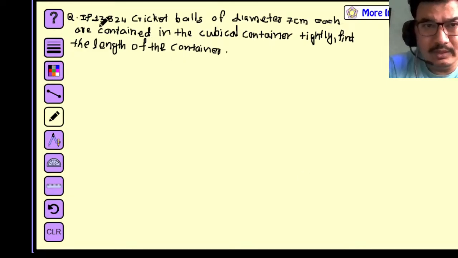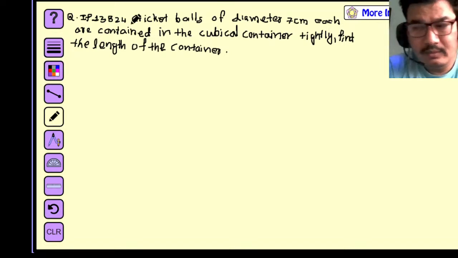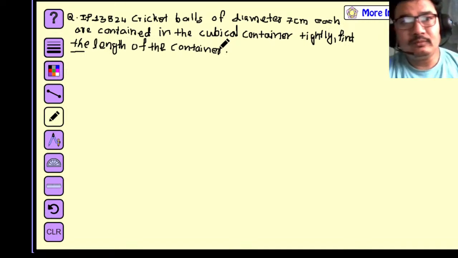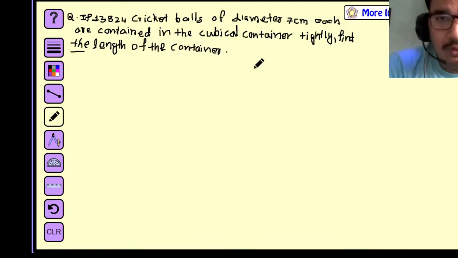If 13,824 cricket balls of diameter 7 centimeter each are contained in a cubical container tightly, find the length of the container. This is the question. Here the main word which is given here is tightly, okay?